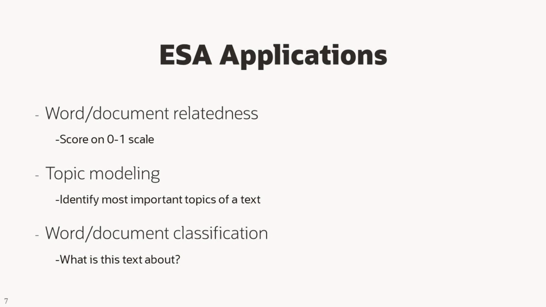And I'd like to note here that there's three use cases here for ESA, but a single model couldn't do all three of these at the same time. That is because your document relatedness and your topic modeling use cases would generally be unsupervised models, whereas your word or document classification would be done by a supervised ESA model. So as you'll see later in our demo, these first two use cases can be done by the same model, but you would need a different ESA setup to do your word or document classification use case.